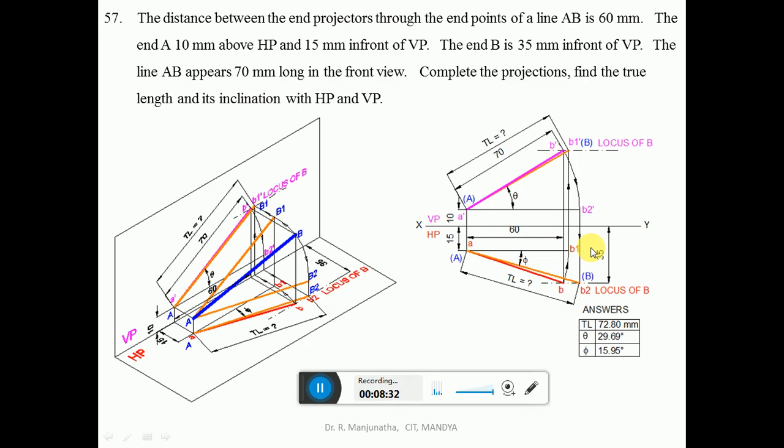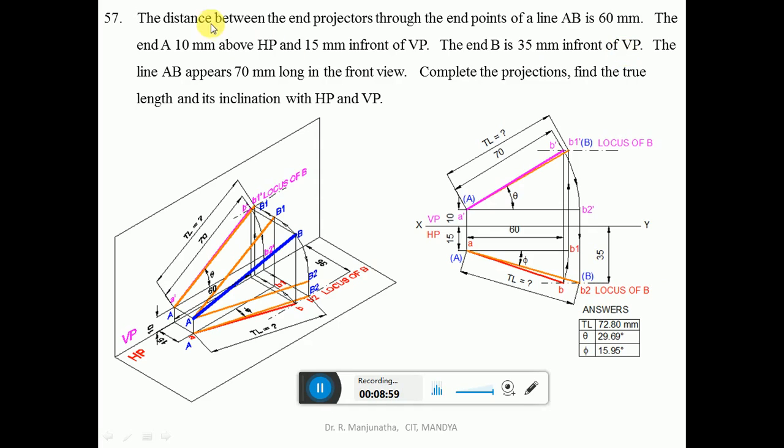Then consider any point and draw a vertical projector so that it cuts A dash and A in the top view and front view respectively. Then the end B is 35 mm in front of VP. In front of VP is seen in HP, so HP is below the XY line. From the XY line measure 35 mm and draw a horizontal dash-dot line, which is going to be the locus of B in the top view.